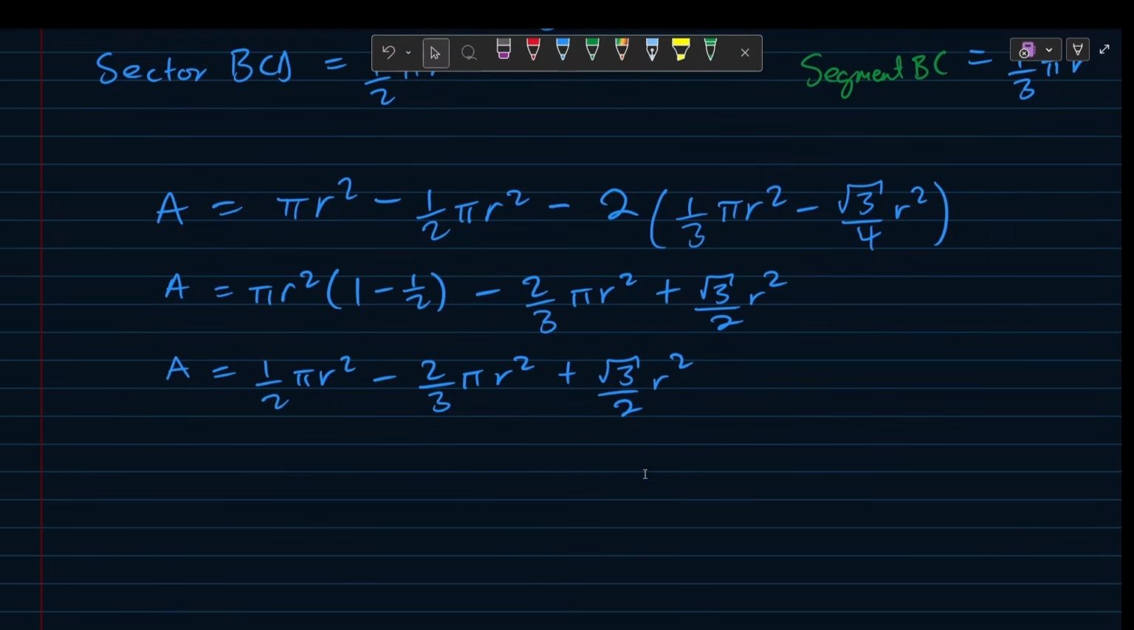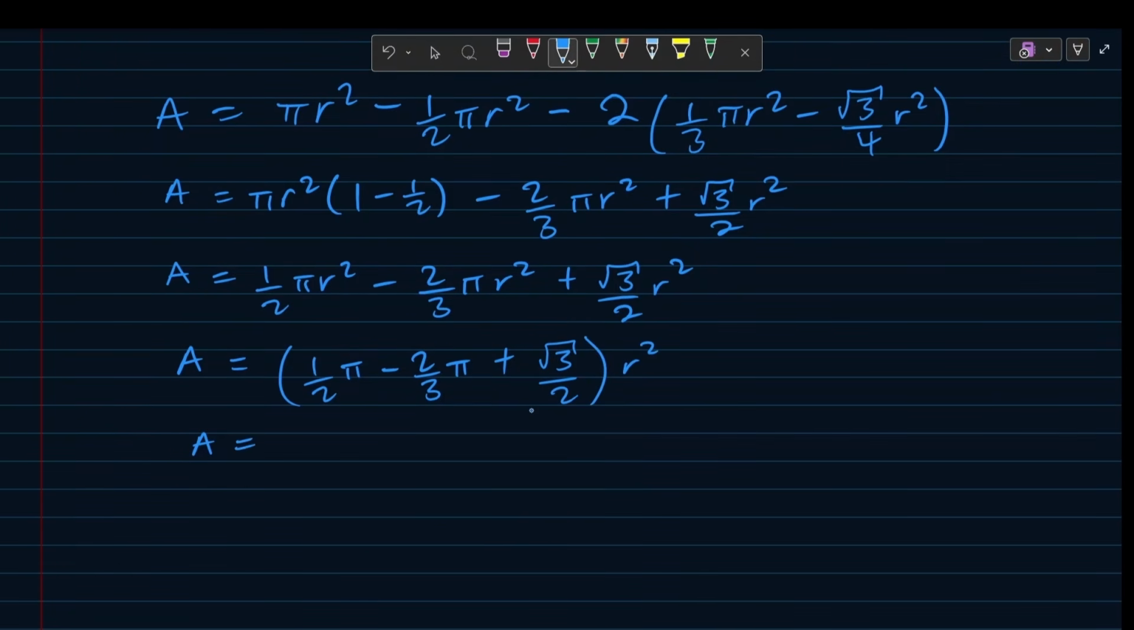And here, let's just start off by factoring out the r squared in all the terms. So I'm going to have a half pi minus 2/3 pi plus root 3 over 2 and the r squared outside. Then we can simplify like terms. So I've got a half pi minus 2/3, so half minus 2/3 pi. That is negative 1 over 6 pi plus root 3 over 2 r squared.